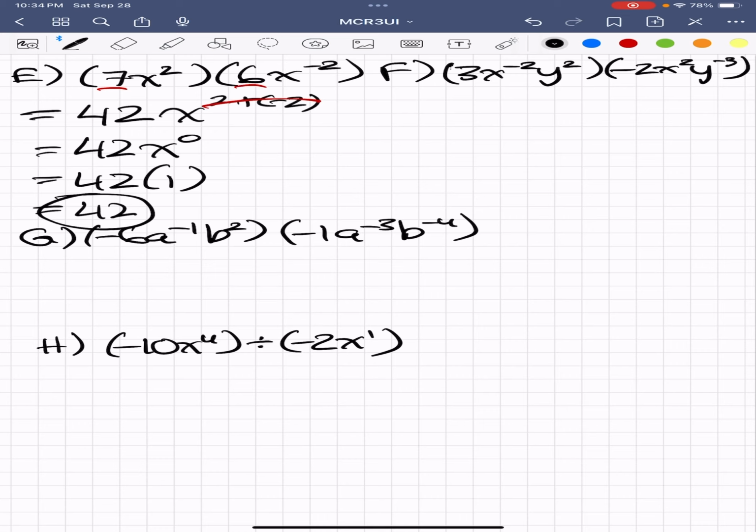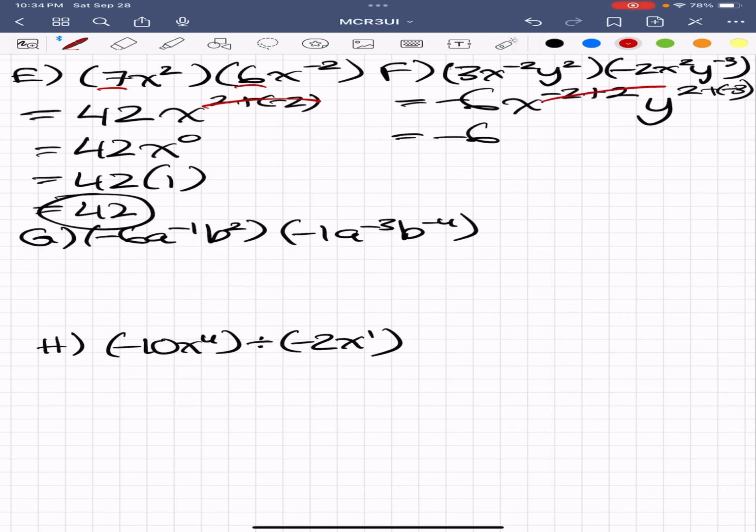So we have coefficients of 3 and -2, so it's going to be -6. Then we have common base of x and common base of y. So x is to the power of -2 plus 2, and then y is to the power of 2 plus -3. So we have -6.